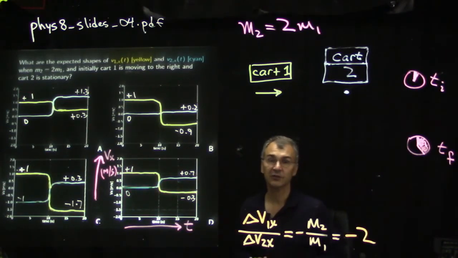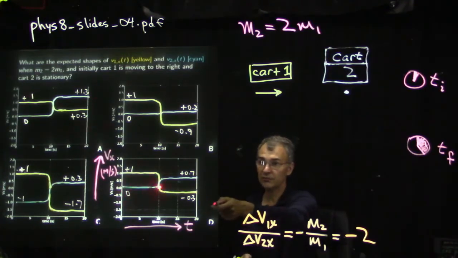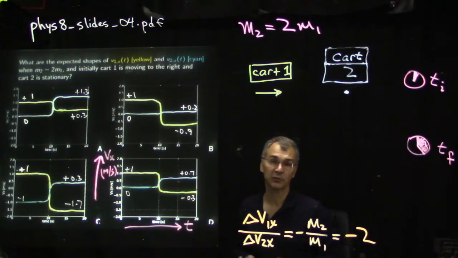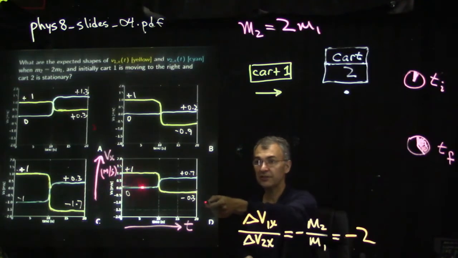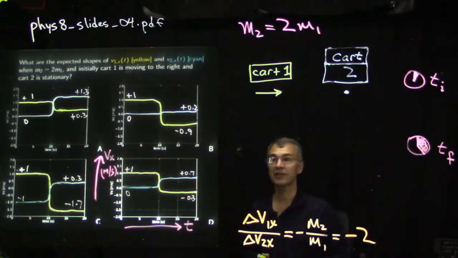Again, if we ignore the rounding, that's a change of plus 0.7. That's a change of, let's say, minus 1.3, minus 1.4. I think that makes sense because the change in velocity for cart 1 is twice the magnitude of the change in velocity for cart 2, and of course they're in opposite directions. That makes sense because the less massive cart should experience twice as large a magnitude change of velocity.